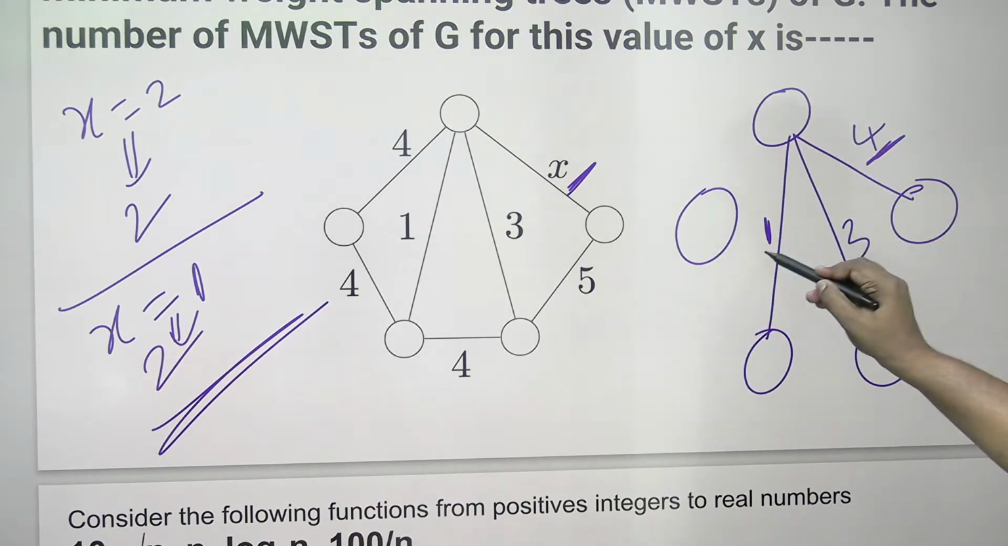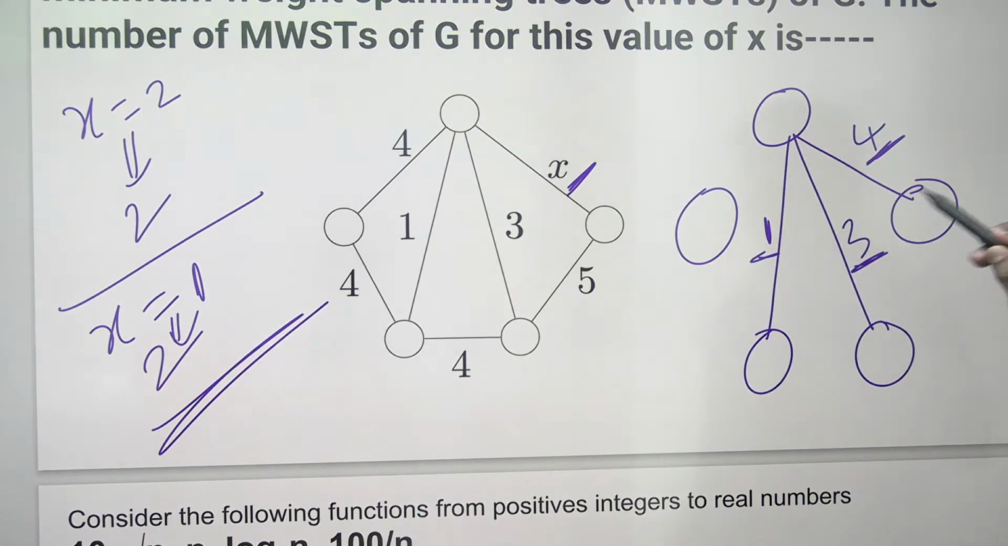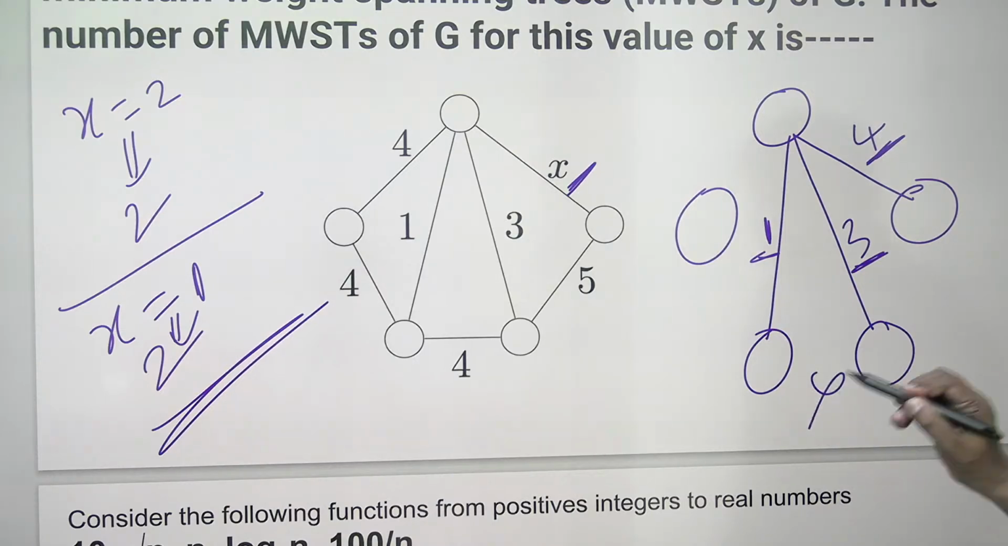If x is 4, first minimum, second minimum, until now fine. Now third minimum is going to be 4. This 4 I cannot take because of the loop. Right? I think I can take this one.